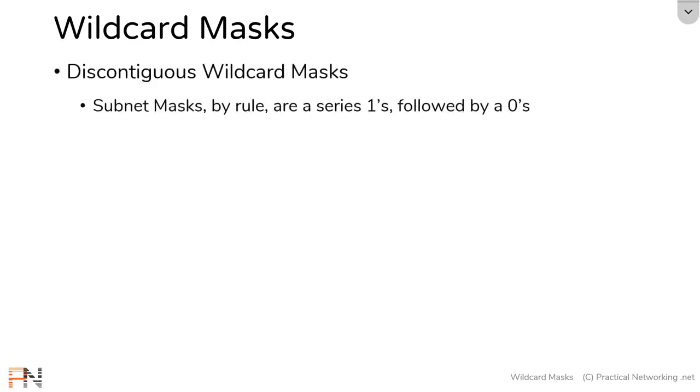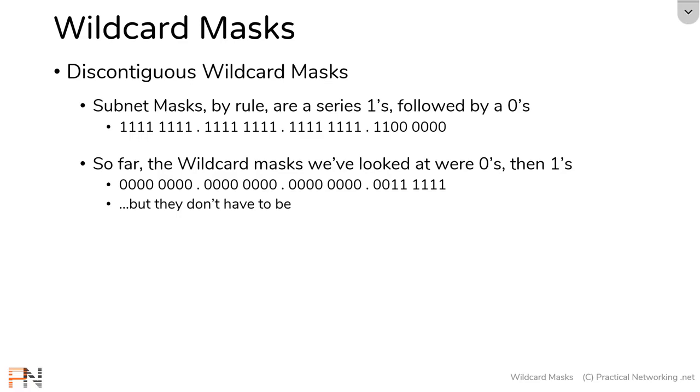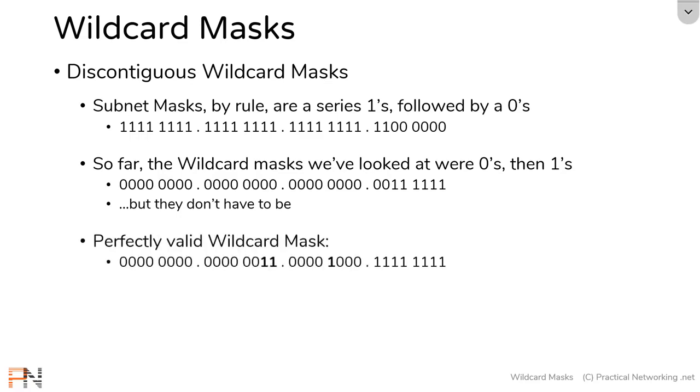By rule, subnet masks are a series of ones followed by a series of zeros, which means they look something like this. So far, all the wildcard masks we've looked at have been a series of zeros followed by a series of ones. So they've looked like this. But they don't have to be. This right here is a perfectly valid wildcard mask. You can have alternating sets of zeros and ones as necessary in your wildcard mask. This is what's known as a discontiguous wildcard mask.